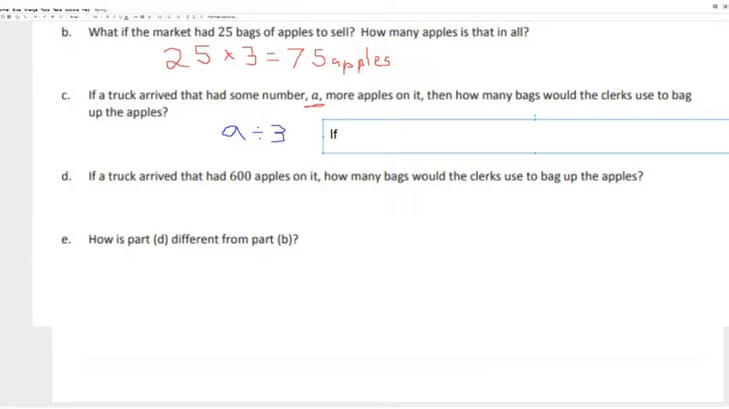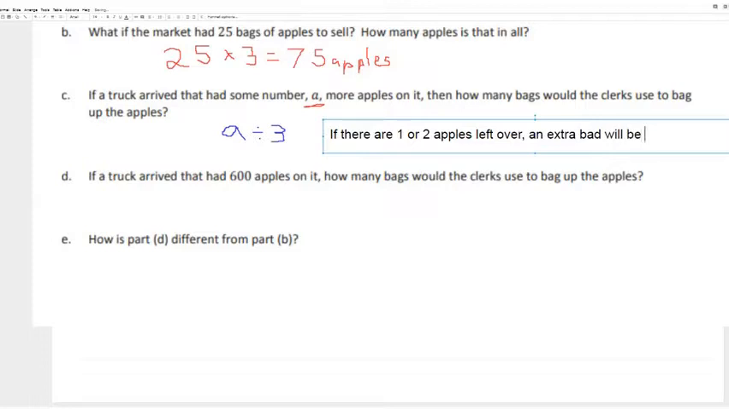So what we need to put here is if there are 1 or 2 apples left over, we need 1 extra bag. An extra bag is needed because we can't just have an apple sitting there. We have to put it in a bag. An extra bag will be needed.